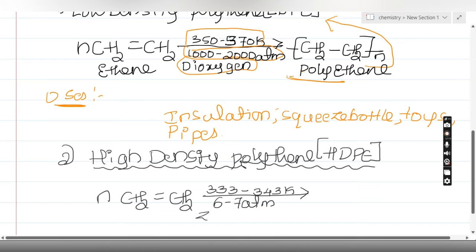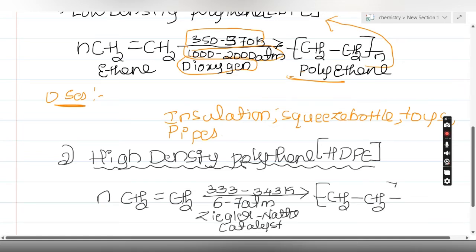We are using Ziegler-Natta catalyst. I will tell you what you mean by this Ziegler-Natta catalyst. It is a very important one. Here also polyethylene is formed. You know already what happens. The CH2 double bond will become a single bond and the chain will continue on either side, students.